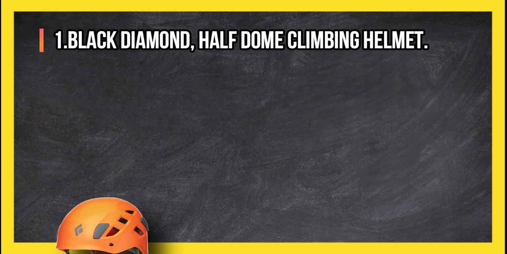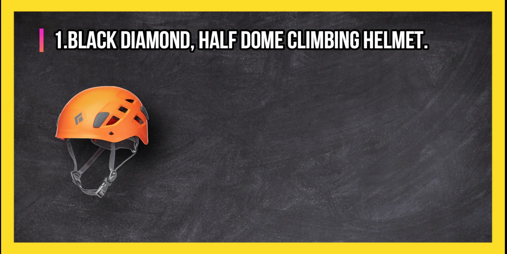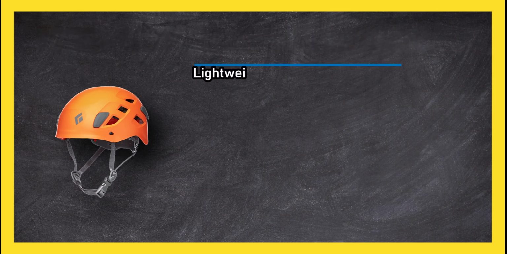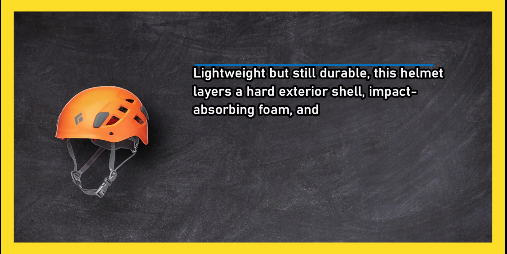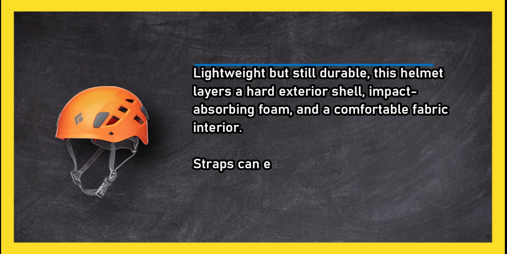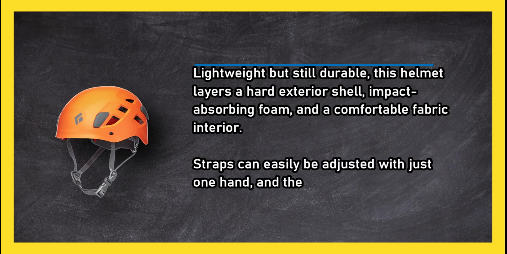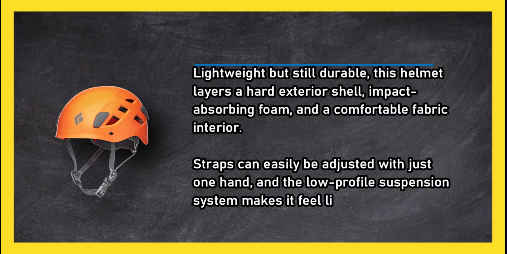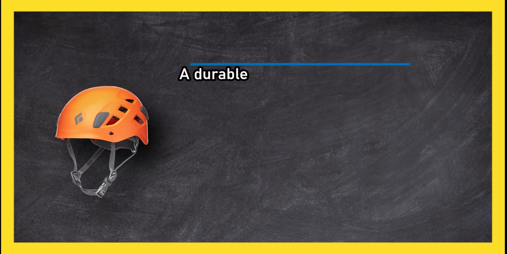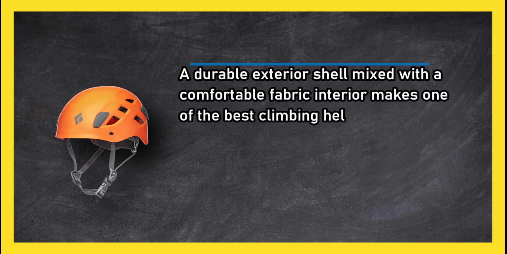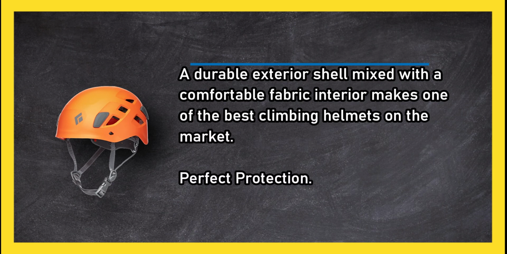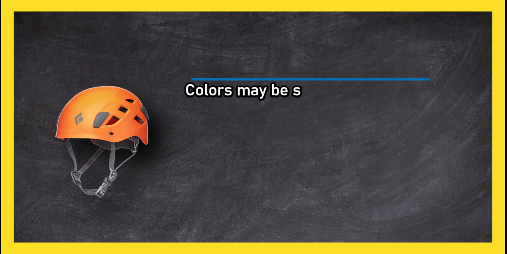At number 1, Black Diamond Half Dome Climbing Helmet. Lightweight but still durable, this helmet layers a hard exterior shell, impact-absorbing foam, and a comfortable fabric interior. Straps can easily be adjusted with just one hand, and the low-profile suspension system makes it feel like a part of your head. A durable exterior shell mixed with a comfortable fabric interior makes one of the best climbing helmets on the market. Perfect protection. Colors may be slightly different than what are advertised.